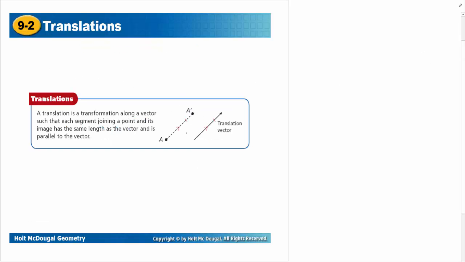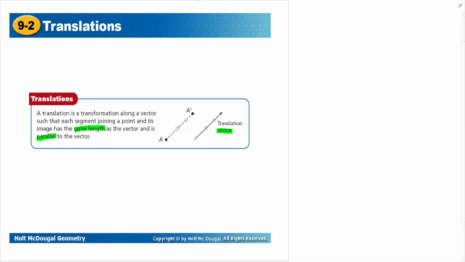So the concept here that I was showing you: in a translation, you're going to have that line that we draw, but it's really a segment, and that's what this word vector represents. Again, I'll explain what vector means. But vectors are actually line segments. A translation is a transformation along a vector such that each segment joining a point and its image has the same length as the vector and is parallel to the vector.